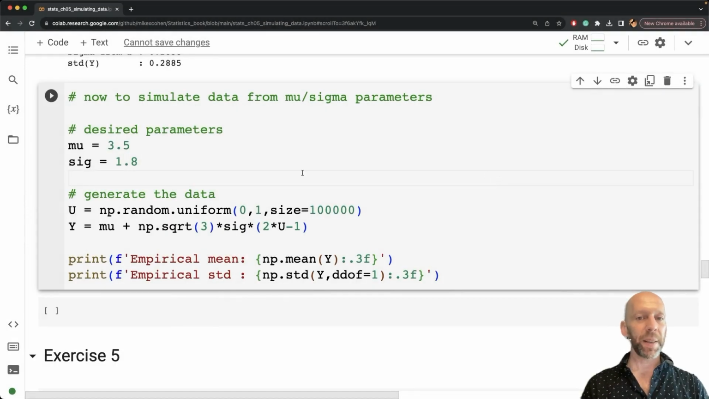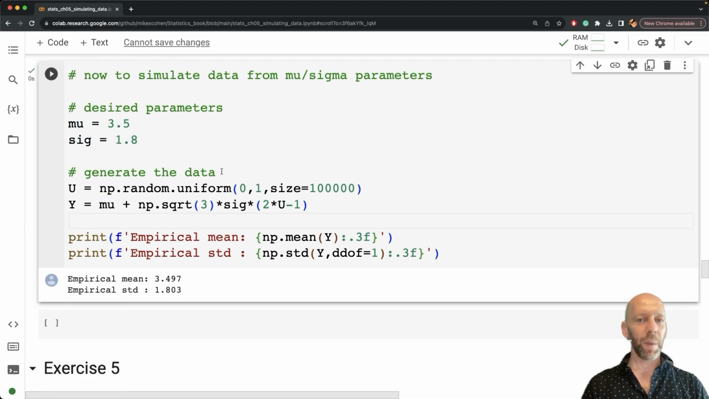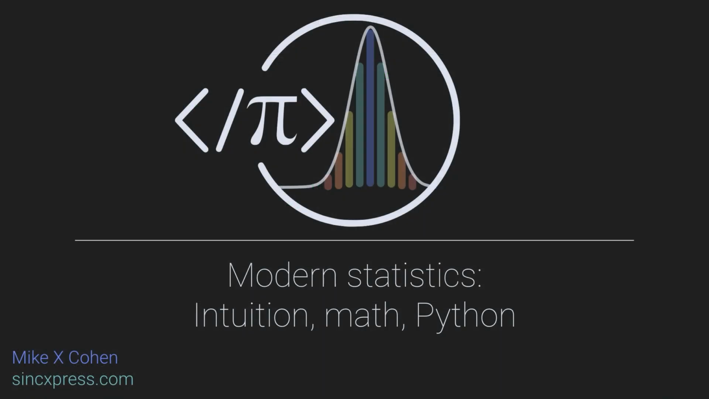So, pretty straightforward. We generate uniformly distributed numbers, and then just scale those up by 2, subtract 1. This term here basically just re-centers the distribution so that it has an expected mean of 0 and boundaries of -1 to +1. And then we scale it by the desired standard deviation, and shift it by the mean. And that gives us a data set where the population mean is 3.5, and we get pretty close to that. Population standard deviation is 1.8, and we are very close to that.